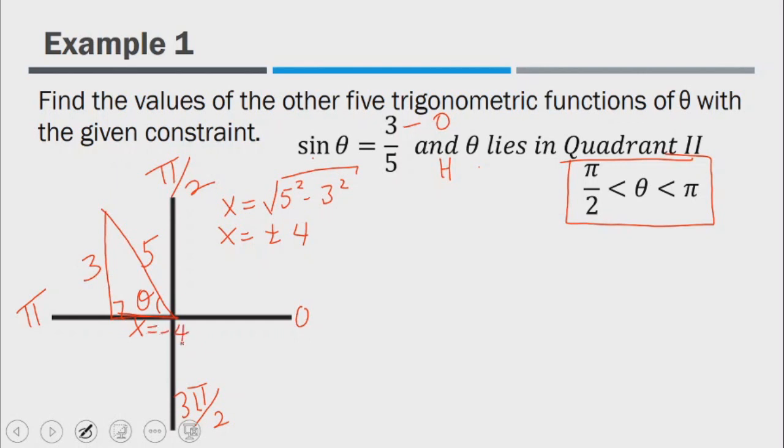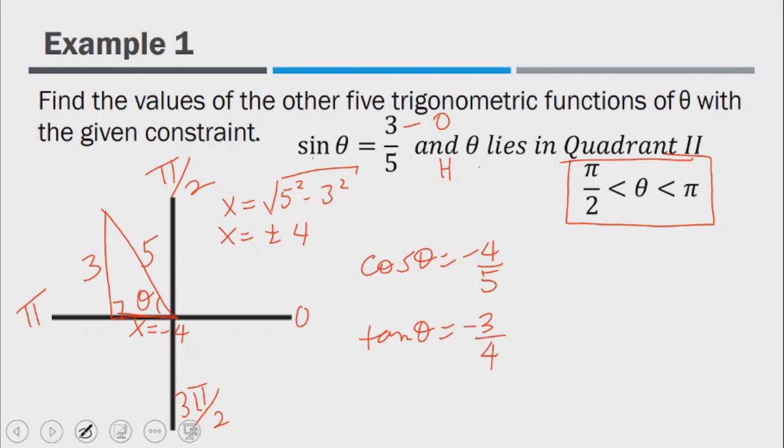So now we know all the sides of this reference triangle, so we can find the other 5 trigonometric functions. The cosine theta is going to be -4/5. You remember, adjacent over hypotenuse. And the tan theta will be 3, which is opposite over adjacent, so it's going to be -3/4.